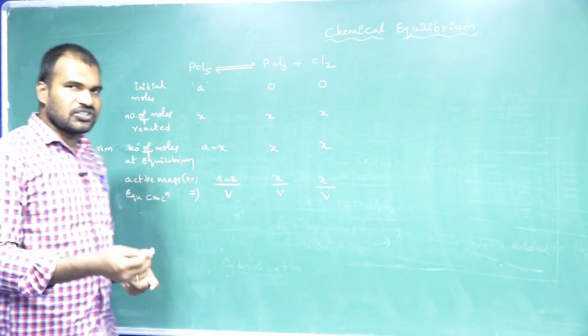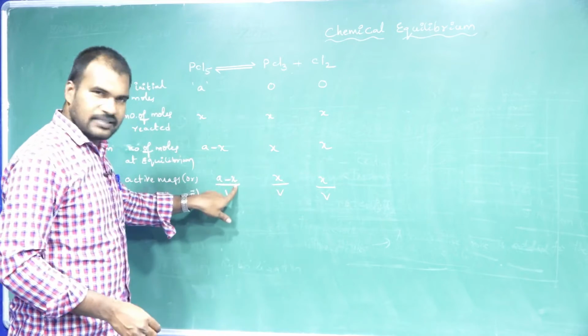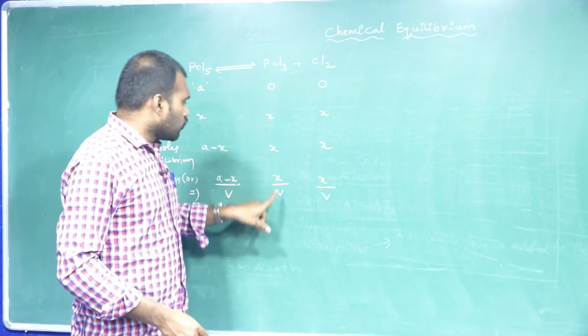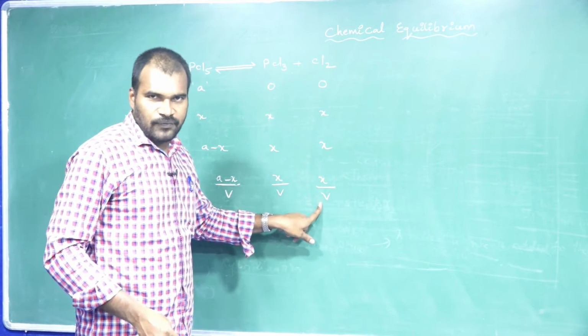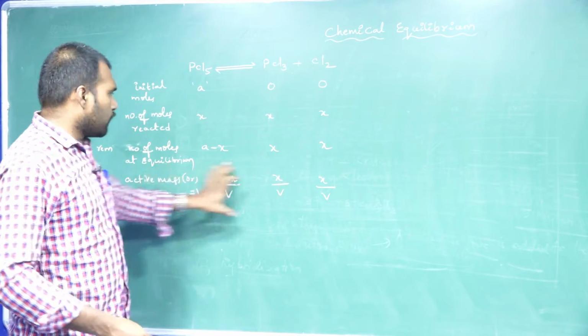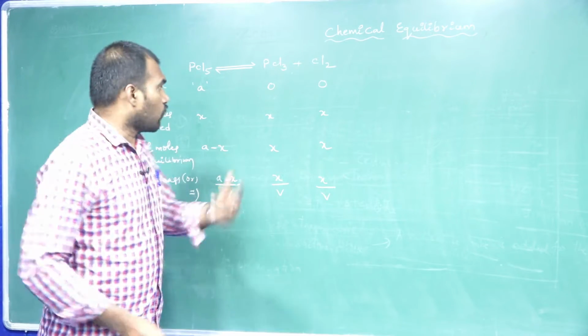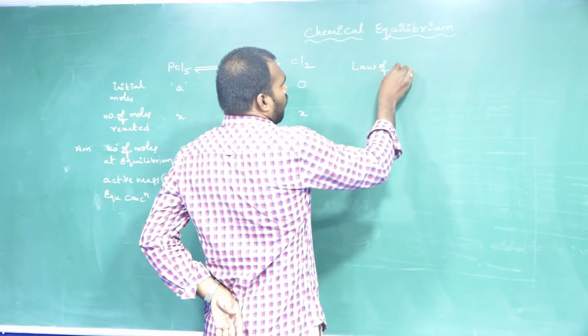So active mass is nothing but number of moles divided by volume. What is the number of moles? A minus X, and the volume is V. So A minus X by V, and active mass of PCl3 will be X by V, and active mass of chlorine will be X by V. So now, using these equilibrium concentrations, we apply the law of mass action.